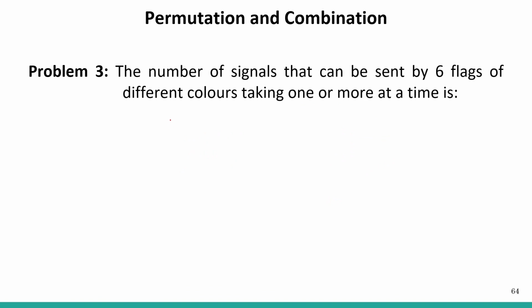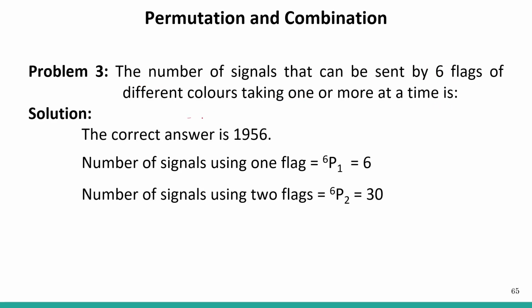Okay, so problem number 3. The number of signals that can be sent by 6 flags of different colors, taking one or more at a time, is what? The correct answer will be 1956. How? The number of signals using one flag will be 6P1, that is equal to 6 ways. The number of signals using 2 flags is what? 30. So using 2 flags we can give 30 signals.